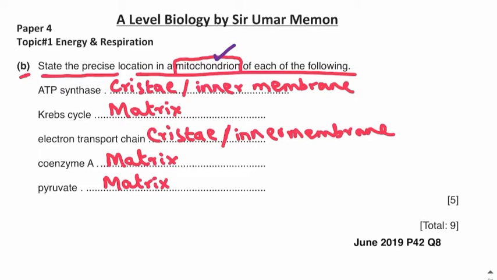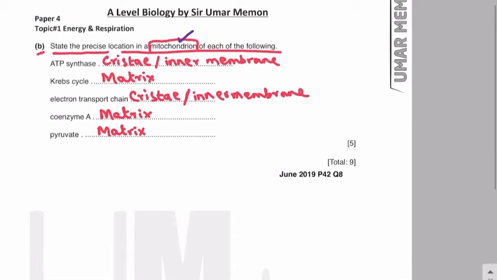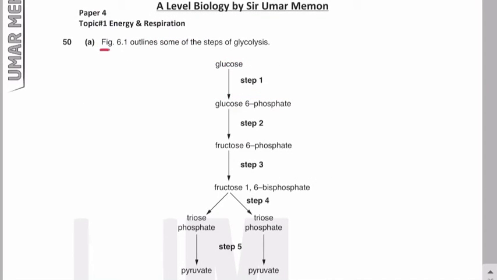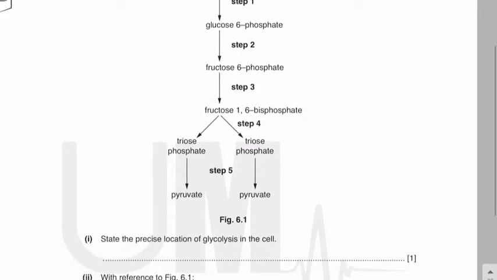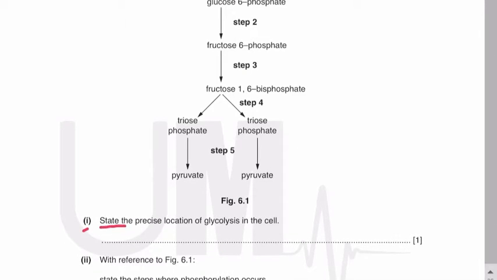Now we will move on to the next question. Figure 6.1 outlines some of the steps of glycolysis. So we can see the pathway of glycolysis in figure 6.1. Part 1. State the precise location of glycolysis in the cell. So as we all know, glycolysis occurs in the cytoplasm in a cell. So cytoplasm is the answer.